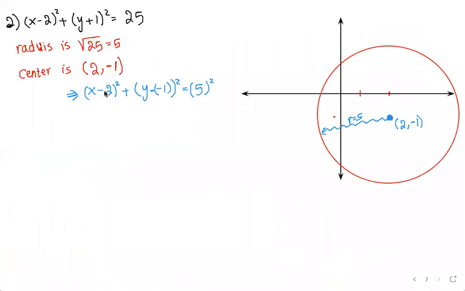So the same thing here. It's x minus, and the original x coordinate of the center is positive 2. Same thing here: y minus negative 1, where negative 1 is the original y coordinate of the center of the circle. So we draw a circle with center (2, minus 1) and the radius is 5.